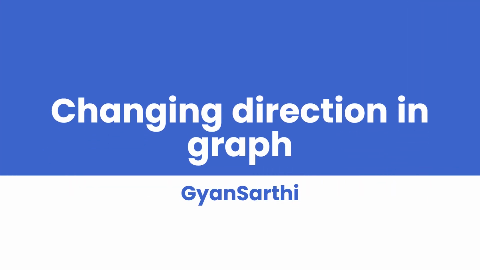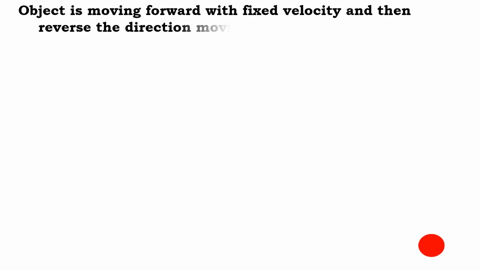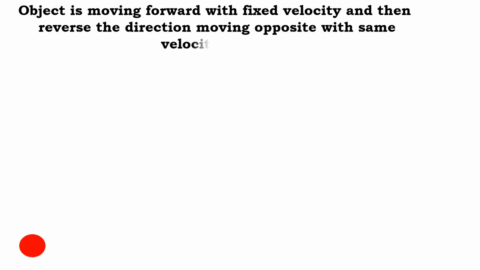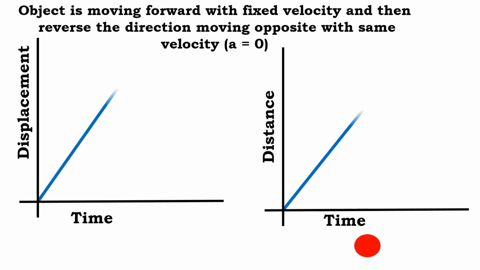Graphical representation of changing direction. In many questions, you will come across situation when there is no acceleration, but there is sudden change in direction. Under such condition, there is again straight line graph, but depending upon physical parameter there is increasing or decreasing type of graph. Here we have an example where there is sudden change of direction, since displacement may increase or decrease.